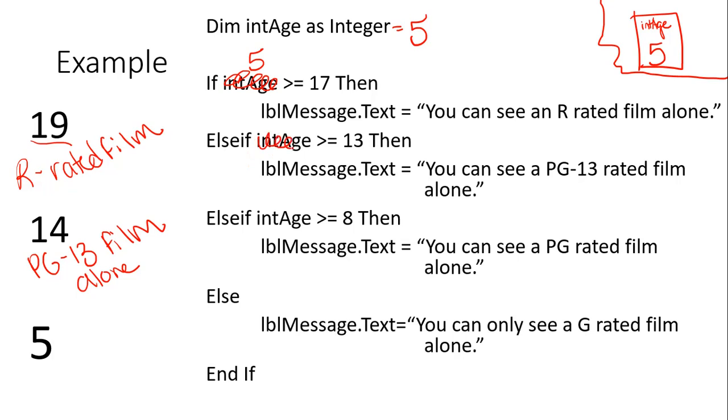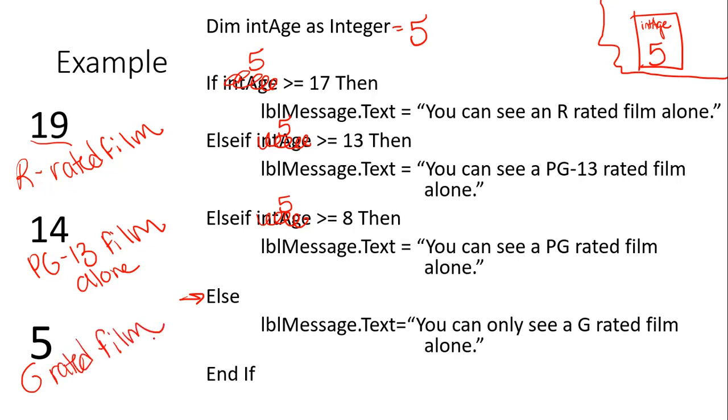Else if, is 5 greater than or equal to 13? Definitely not. So we got to go to the next else if. Is 5 greater than or equal to 8? No, right? So then this else is the final straw. That's the last thing. That is the last resort. Nothing else is working. Here's what we're going to spit out. And since that is the last resort, what we're going to say is that they can only see a G-rated film.